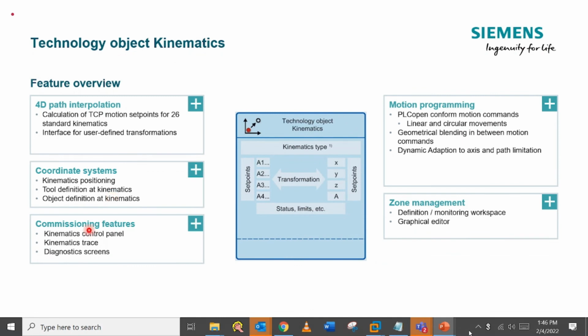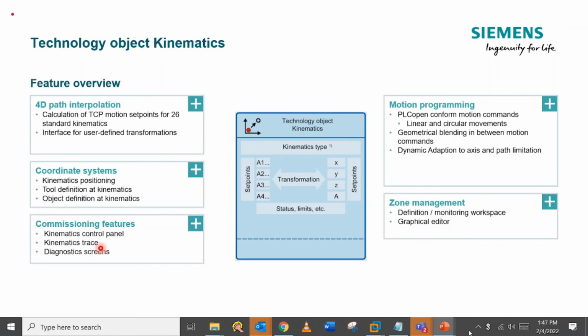Then from a commissioning point of view, we have a great feature available with the technology object of kinematics. One is the control panel. Initial commissioning you can do completely with the help of the kinematic control panel without writing a single line of code. You can test all the things with the help of this control panel. Then the kinematic trace. There is a kinematic trace feature available with the TO kinematics, and it is a 3D visualization trace. So you can monitor your motion and trace your path within the simulation mode only.